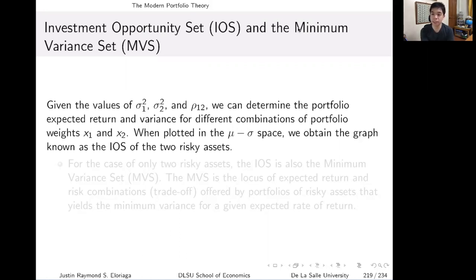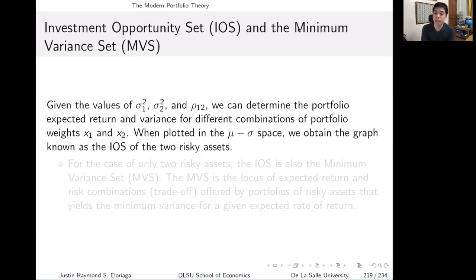So in the last video, we discussed the portfolio diversification effect, and we said that it's a good way to bring down the overall portfolio variance and reduce the risk of the portfolio. That is, we want to ensure that the idiosyncratic risks are kept to a minimum, while the only risk that may remain would be the market risk. And one way to do that is to diversify the portfolio. So let's now tackle this concept called the investment opportunity set and the minimum variance set.